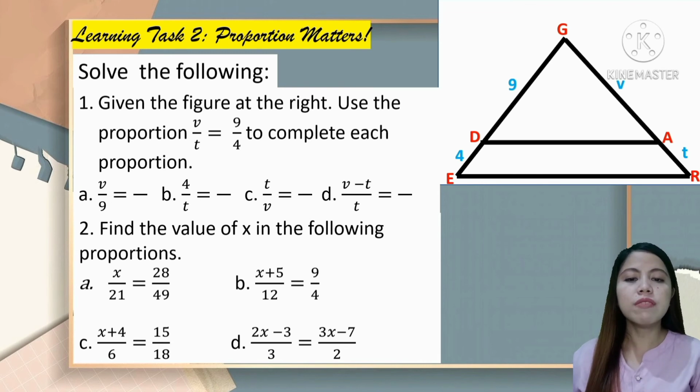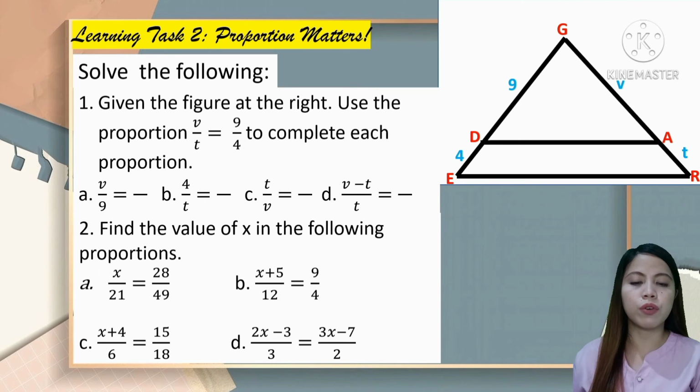Number 2, find the value of X in the following proportion. Letter A, X over 21 is equal to 28 over 49. Letter B, X plus 5 over 12 is equal to 9 over 4. Letter C, X plus 4 over 6 is equal to 15 over 18. And letter D, we have 2x minus 3 over 3 is equal to 3x minus 7 over 2. I will give you 7 minutes to answer this activity. Timer starts now.